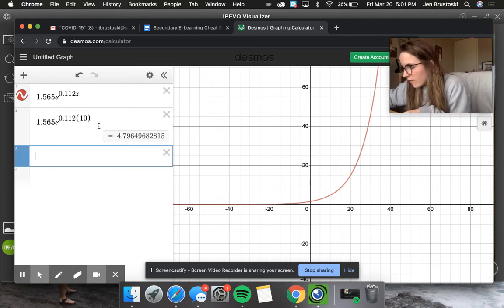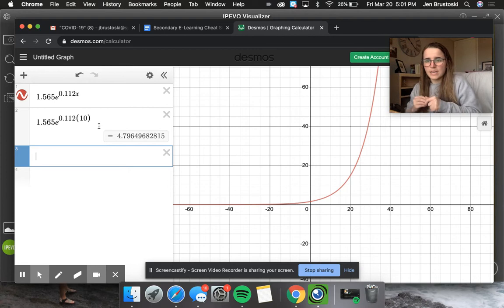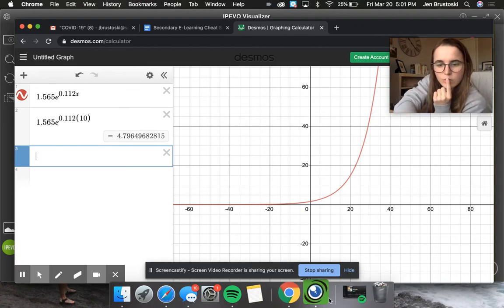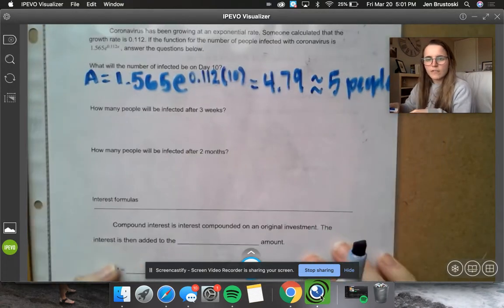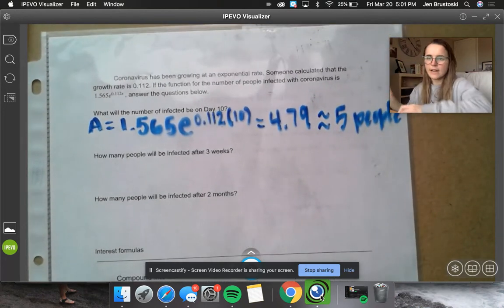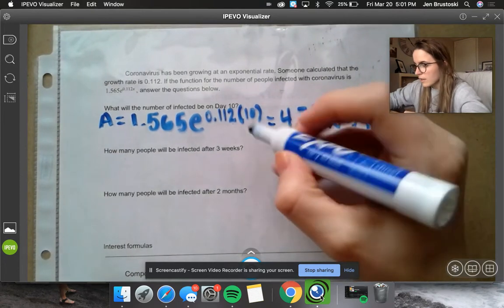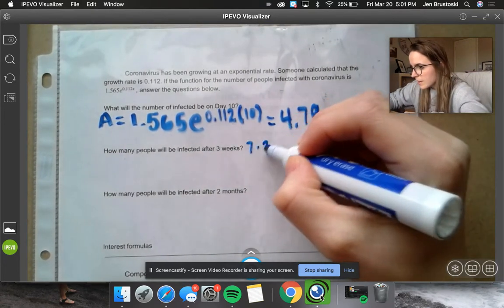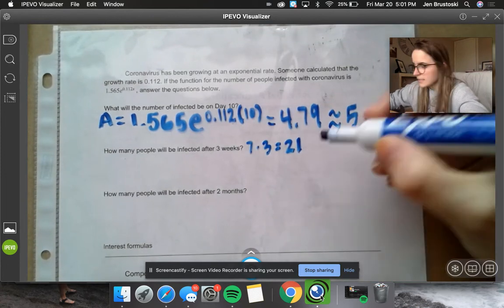Then this is about 4.79, but we can't have a partial person, so we're just going to say about 5 people are infected at the end of day 10, which isn't that many. Good stuff. Okay, so about 5 people are infected, but it asks how many people will be infected after 3 weeks. So we have to think about it. There are 7 days in a week, so we do 7 times 3. That's about 21 days, which is equal to x.